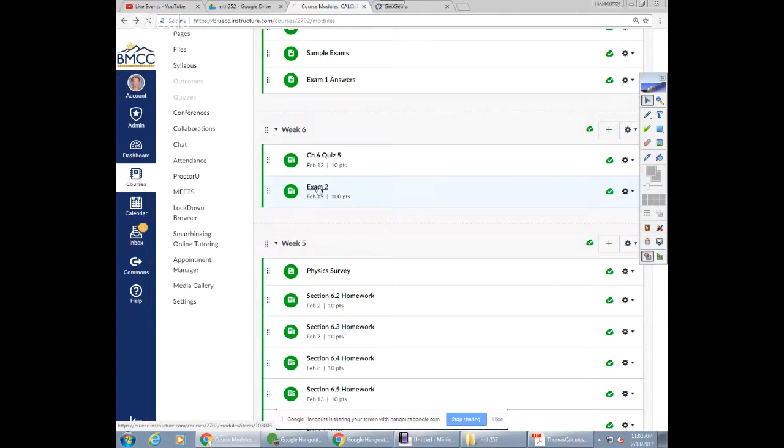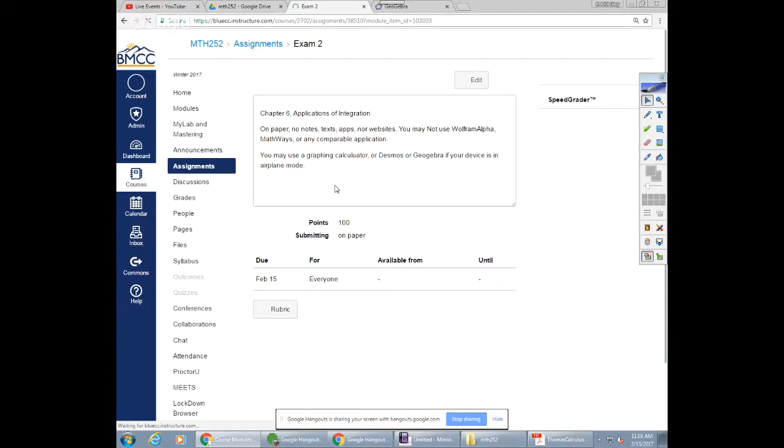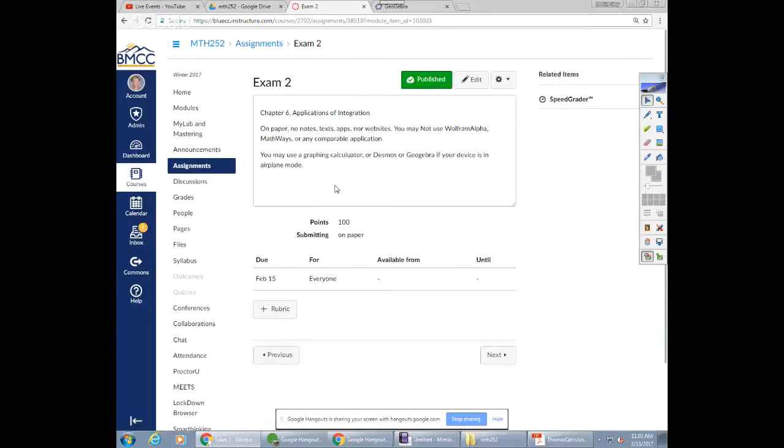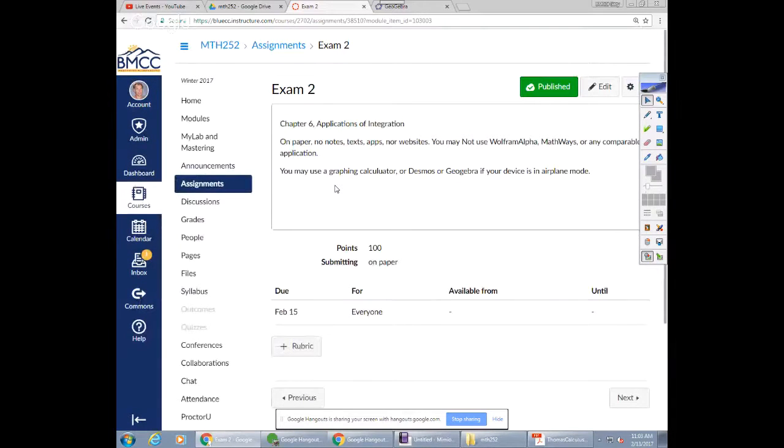Under exam 2, there's no exam posted there because you're going to have a written exam soon, but I did post a practice exam earlier that I'll show you. And the big things here are kind of similar to the last exam. It's going to be on paper, no notes, text, apps, or websites. I'll give you a sheet of some formulas that you can use along with the test, but you can't use things like Wolfram Alpha or Mathways or something similar for the in-class part.